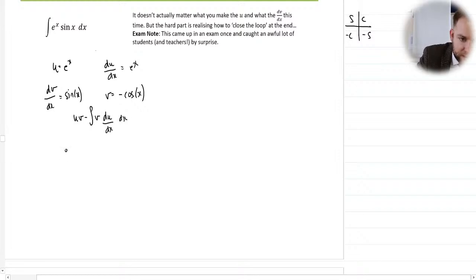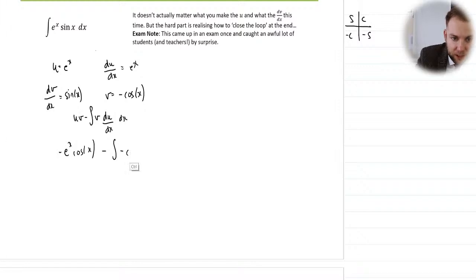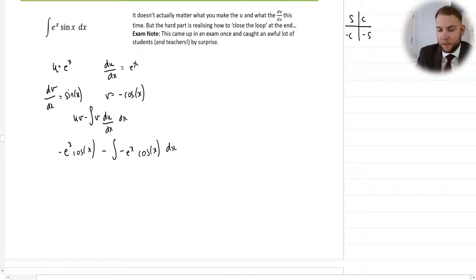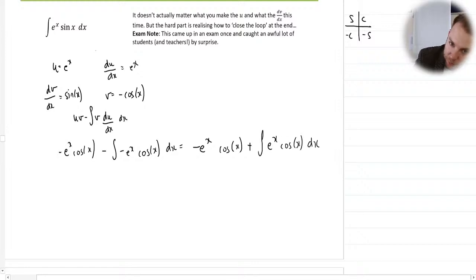Let's sub all of those values in. So it's going to be e to the x times by minus cos, minus the integral of v du by dx, which is this minus cos times by e to the x. I'm going to put the e to the x there first, actually. Minus e to the x cos of x with respect to x. Okay? So I'm going to take out that minus, and it's going to be minus e to the x cos of x plus the integral of e to the x cos of x with respect to x.